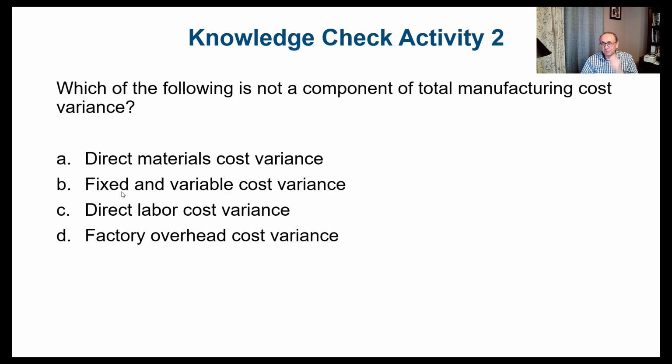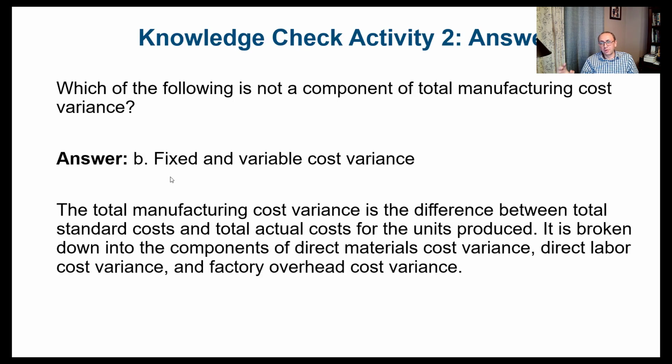In this case, it's the fixed and variable cost variance. We have the direct material, we have the direct labor, and we have the factory overhead cost variance. So the only wrong answer here is the fixed and variable cost variance. The total manufacturing cost variance is the difference between total standard cost and total actual cost for the units produced. It's broken down into the components of direct material cost variance, direct labor cost variance, and factory overhead cost variance.